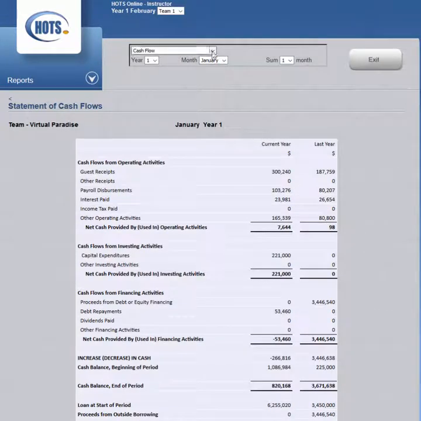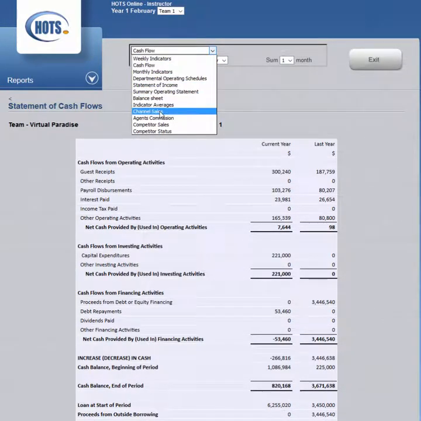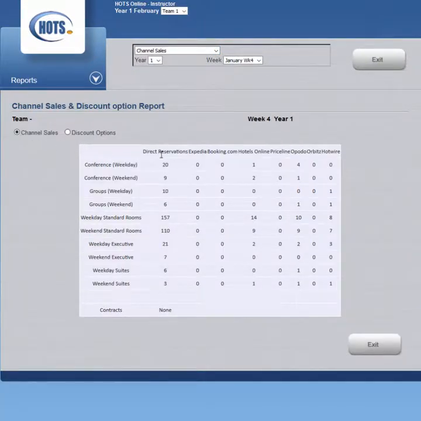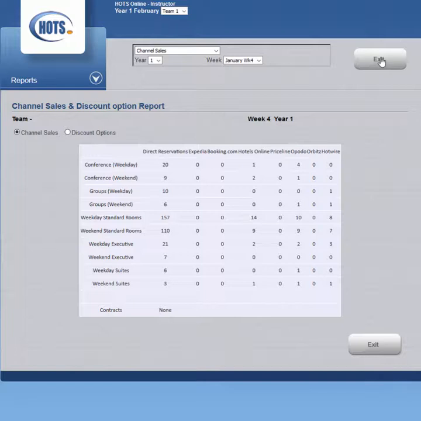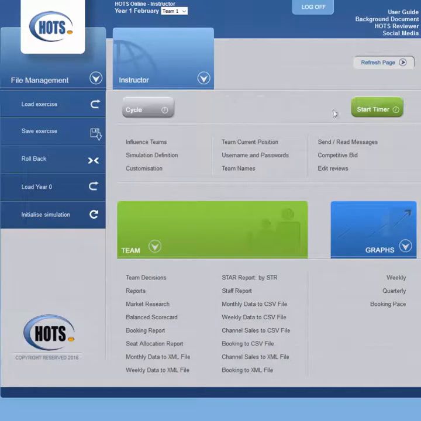Also in the reports list there is access to the channel sales, so which room sales have come through which of the available distribution channels. We looked at the agent's commission report. There is some information, because this is a competitive exercise, about the sales of the competing teams and the status of what they've invested in terms of facilities, and their refurbishment status available there. But there's much more than just the standard reports and financial statements available in the simulation.